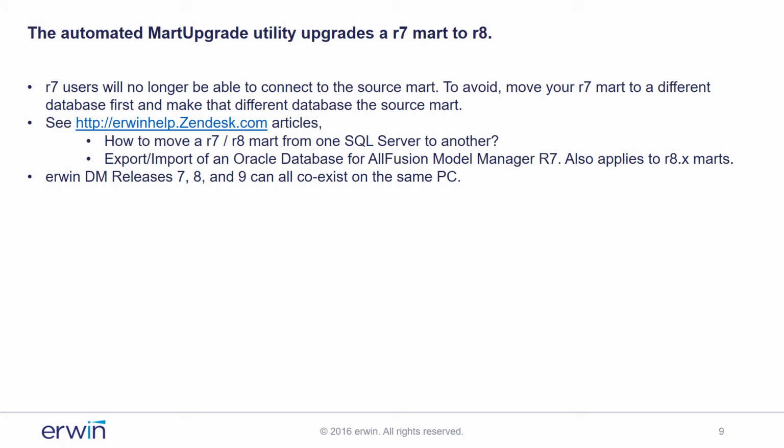R7 users will no longer be able to connect to the source MART. To avoid that, please move your R7 MART to a different database first and make that different database the source MART. Please see the article How to Move an R7 or R8 MART from one SQL server to another. Also, the article Export Import of an Oracle database for All Fusion Model Manager R7. Note, Irwin Data Modeler releases 7, 8, and 9 can all coexist on the same PC.